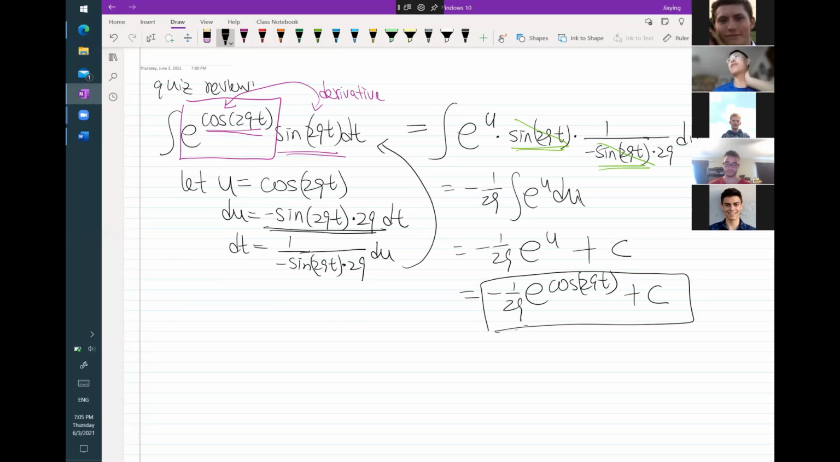When you try to find the antiderivative of some expression, if you are not sure how to find it, try u substitution. That might help.